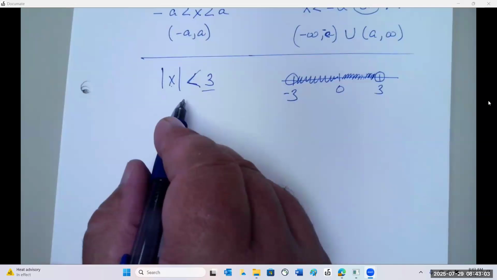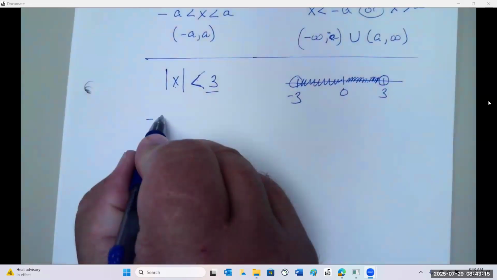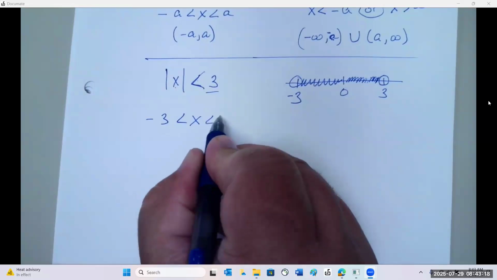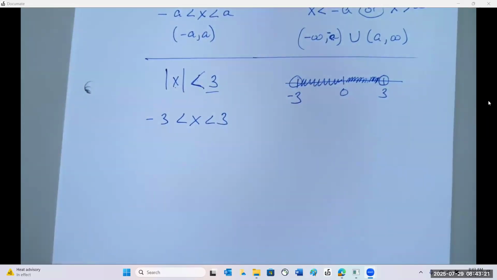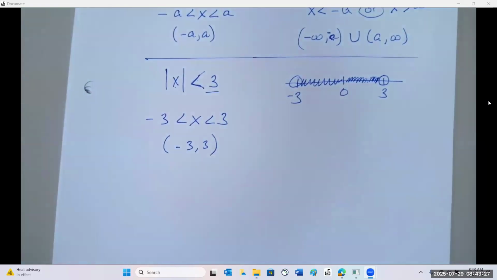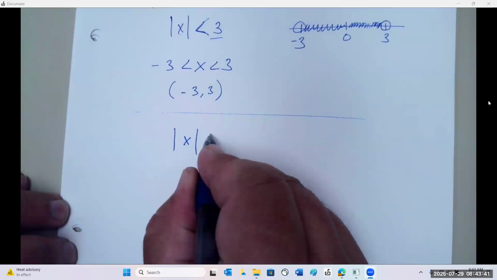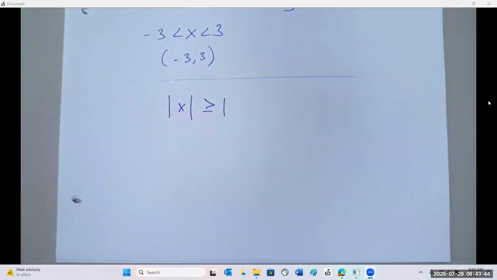So how would I put this in set notation? Negative 3, 3. Yeah, it all depends, because you have to be able to do all three methods. It makes it easier to understand, and in case it asks for a specific one. How about that one?